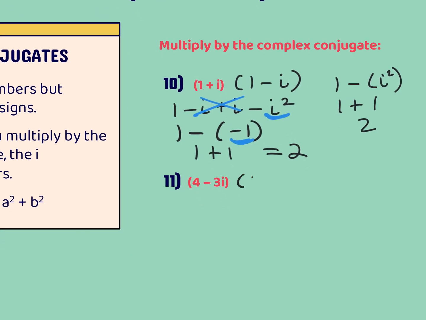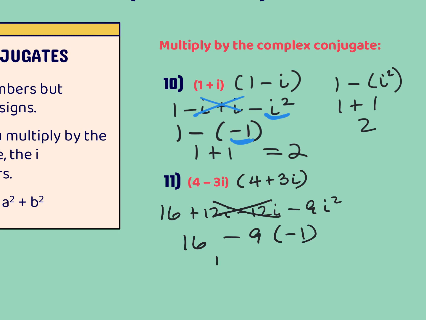So here, conjugate, flip the sign, FOIL it, 4 times 4, 16. Remember, outer and inner are going to cancel, so just do first and last. But I'll do the whole thing, plus 12i, minus 12i, minus 9i squared. This cancels. This becomes negative 9 times negative 1, and it becomes 16 plus 9, and you get 25. So again, you can just do the shortcut, just do first and last.